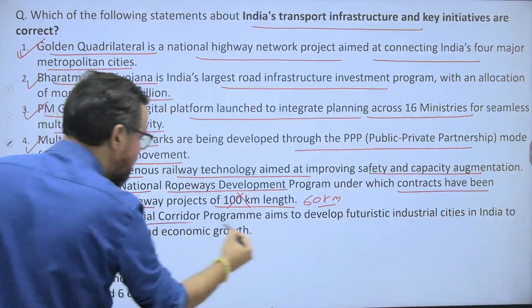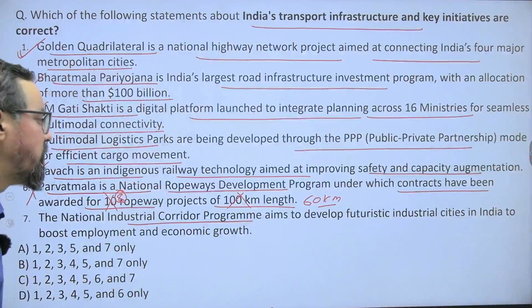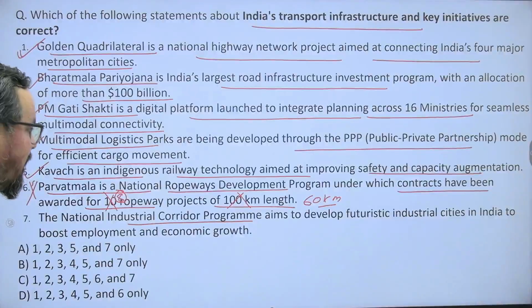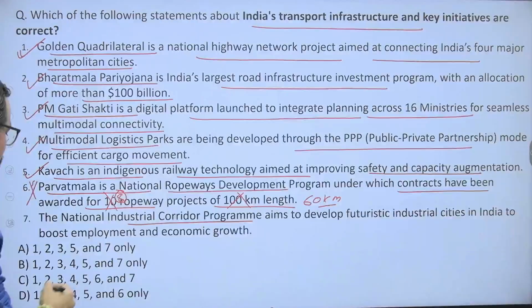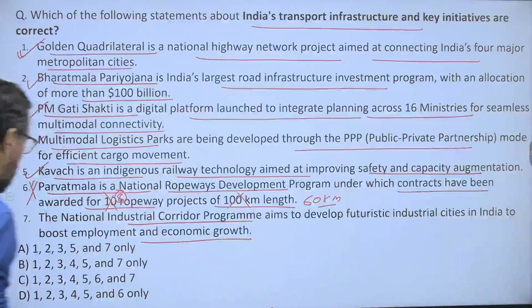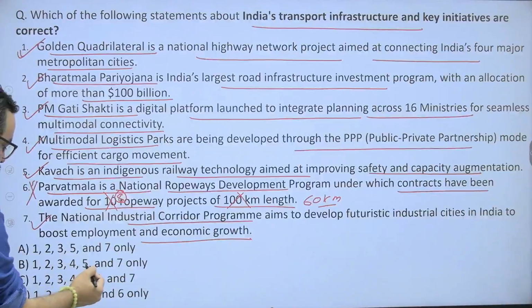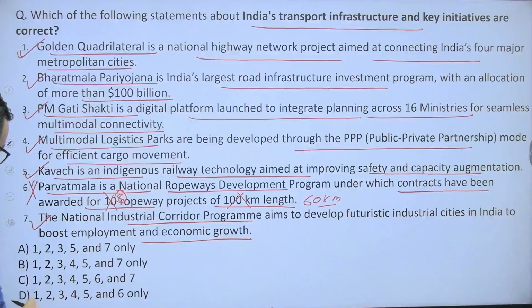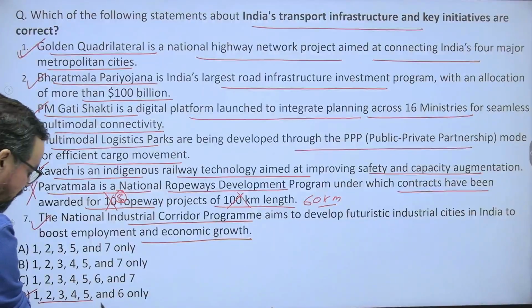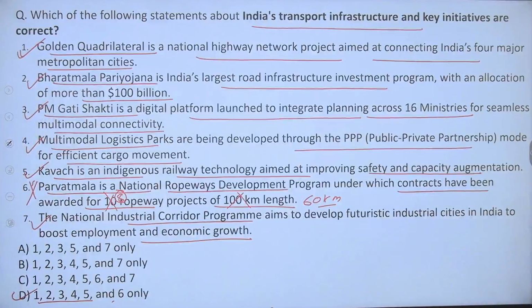The National Industrial Corridor Program aims to develop futuristic industrial cities in India to boost employment and economic growth. 100% true. So 1, 2, 3, 4, 5, 7. No, 1, 2, 3, 4, 5, not 6. Option D, 1, 2, 3, 4, 5, 6, is also wrong. 1, 2, 3, 4, 5, 7.